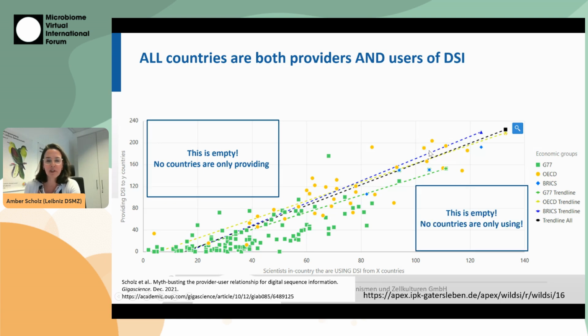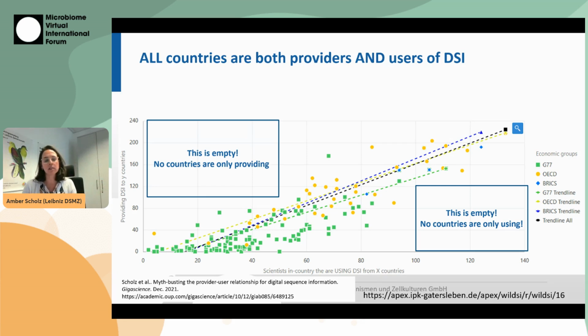In this linear presentation of the relationship between providing and using, we noted there are no countries that are only provider countries of DSI, of genetic resources that give rise to sequence data, and there are no countries that are only using. What this tells us is that as a scientist, if I'm sitting on any continent in the world, if I'm using data, I am both a provider and user on average. And the idea that is often spoken about in policy negotiations is, I'm a provider country, I'm a user country.